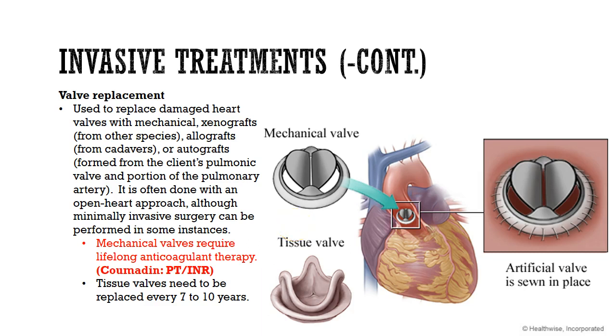Valve replacements, we talked a little bit earlier about mechanical versus tissue valve. Mechanical valve will require lifelong anticoagulant therapy like Coumadin or warfarin, and that would be monitored with the PT and INR. Make sure you know your different therapeutic times for that. Tissue valves typically need to be replaced every 7 to 10 years.